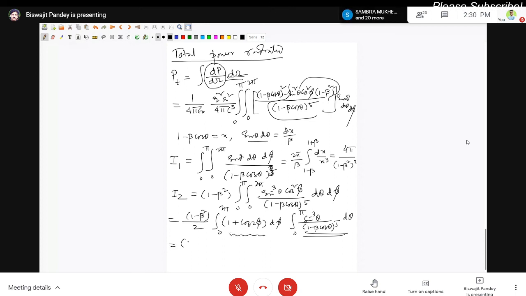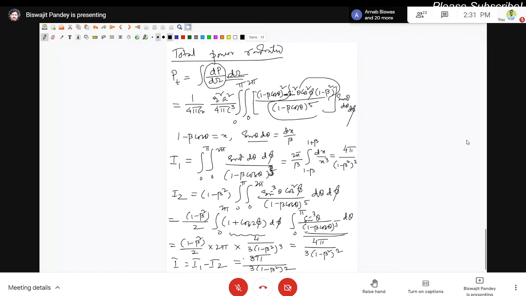So 1 minus beta square by 2, this will give us 2 pi, and this has already been calculated in the last class, 4 by 3 into 1 minus beta square whole cube. If you simplify everything, you will get 4 pi by 3 into 1 minus beta square whole square, and the integral is actually I1 minus I2, right? There is a minus sign here, so if you put them together, you will get 8 pi divided by 3 into 1 minus beta square whole square.